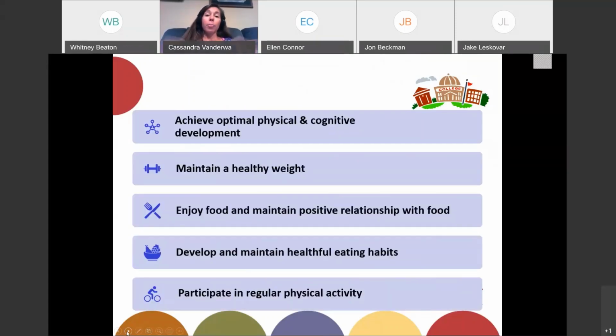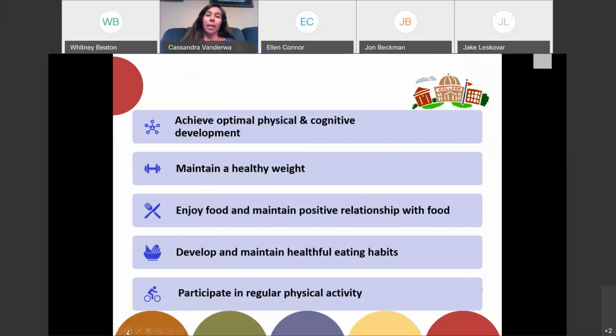So from there, other priorities that I hope will come as part of healthy eating or on your journey to health would be to achieve optimal physical and cognitive development. That's what we do in our college years, right? People hit the gym, they build their minds, they establish their careers, they think about what they want to be and write that happily ever after.